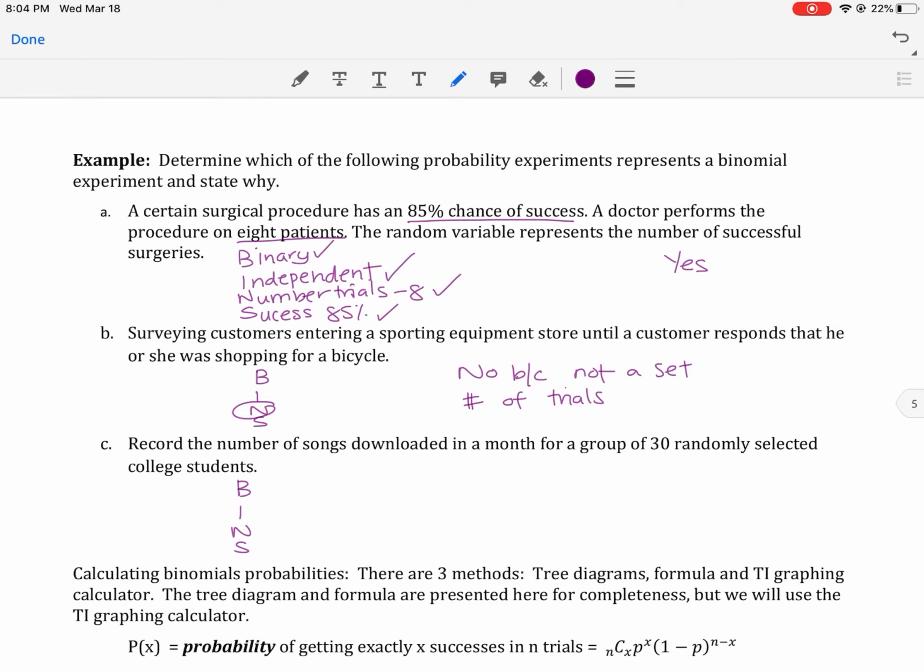As you look at the next one, record the number of songs downloaded in a month for a group of 30 randomly selected college students. I would say here, the thing that stands out to me the most is the B. I would say no, because not binary, right? You're counting the number of songs. That's not even like, hey, you downloaded songs or not. That's not binary. It's not just 2 outcomes.